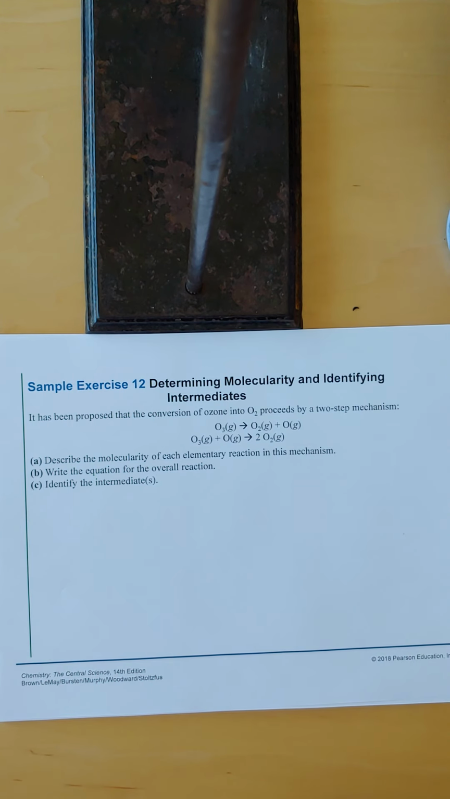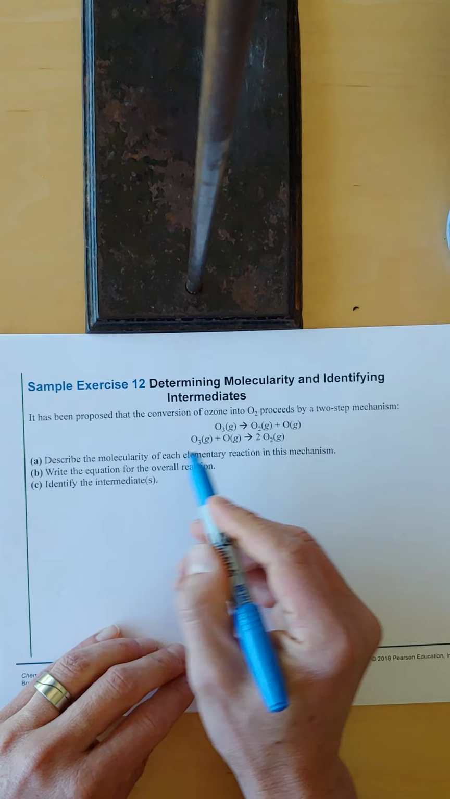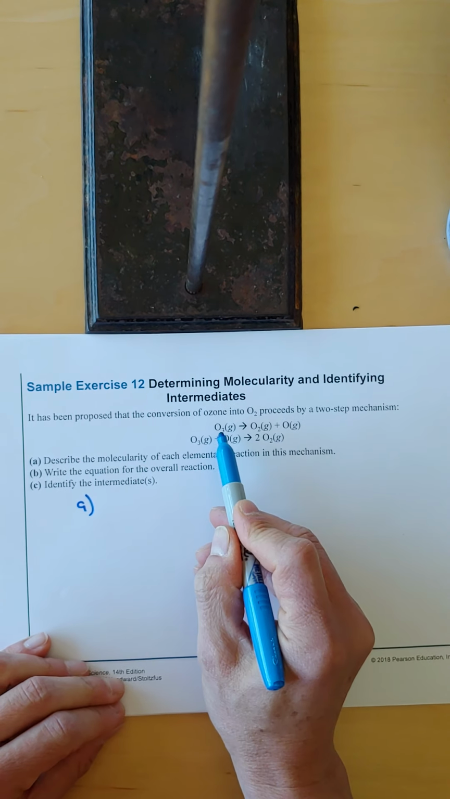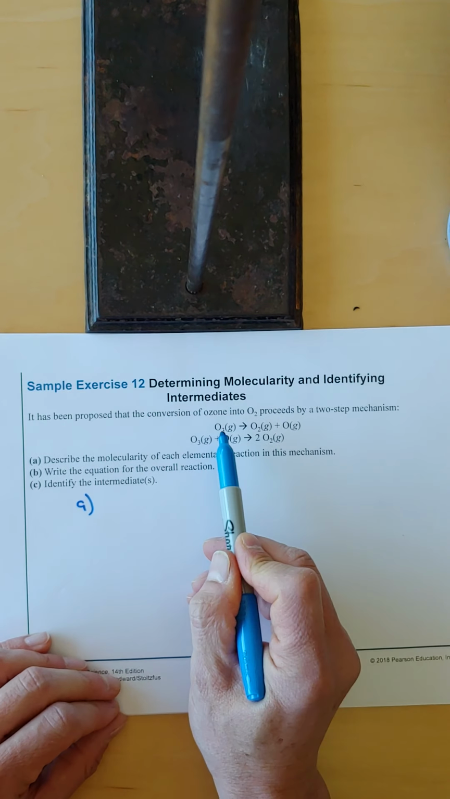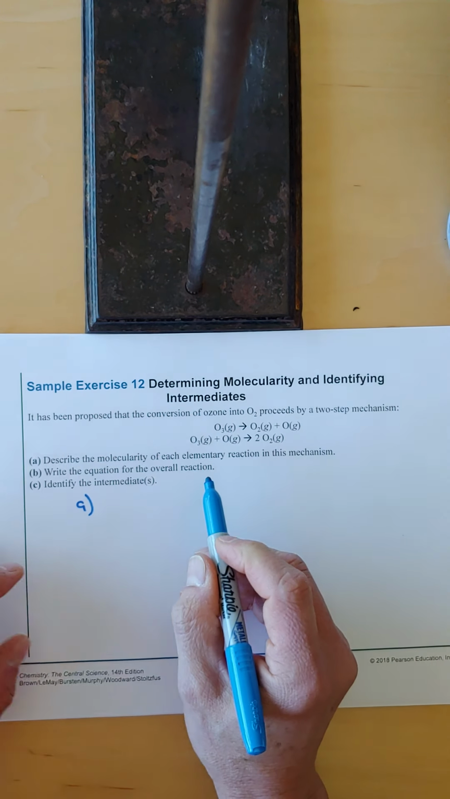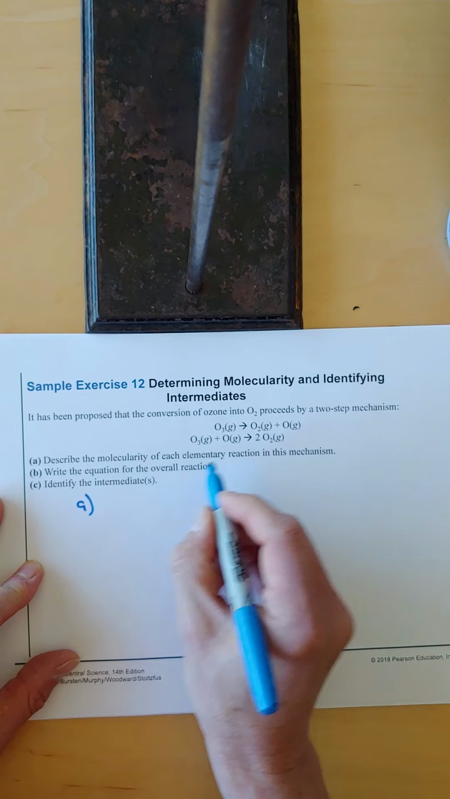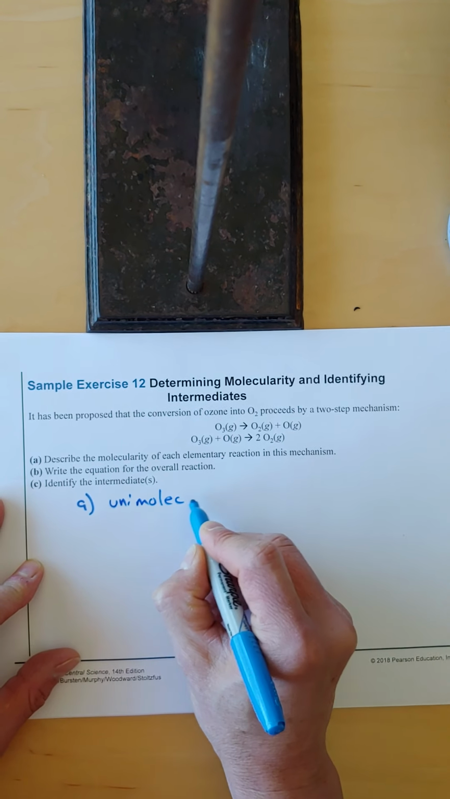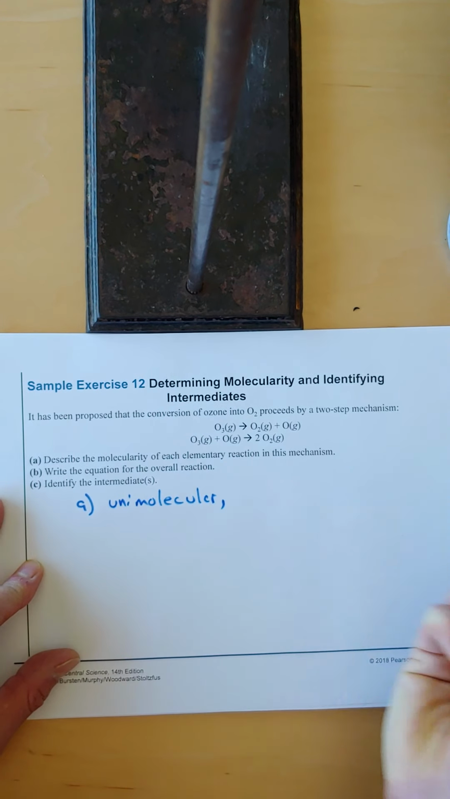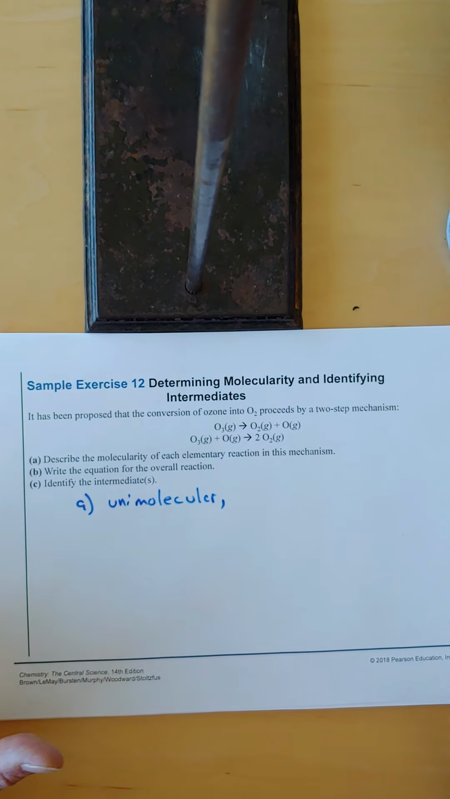What is the overall equation? And then what are the intermediates in that reaction? So the first reaction, right? So if we look at A, the first reaction is just simply the decomposition of ozone. So I have 1 molecule as a reactant, right? So reaction 1 is unimolecular, right? Just a simple ozone decomposition. So that's a unimolecular reaction.